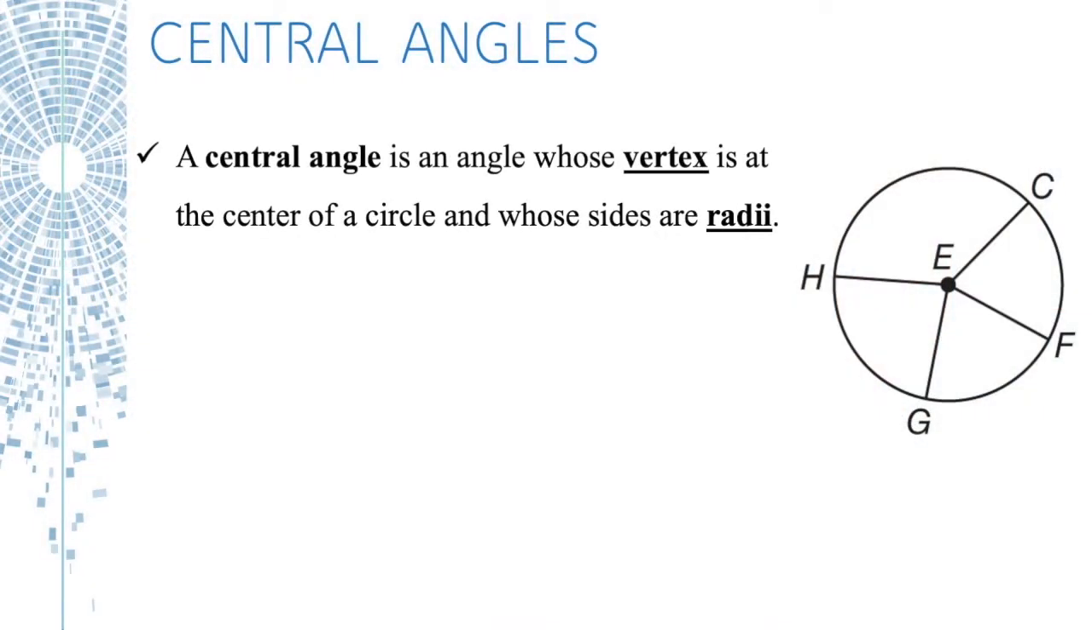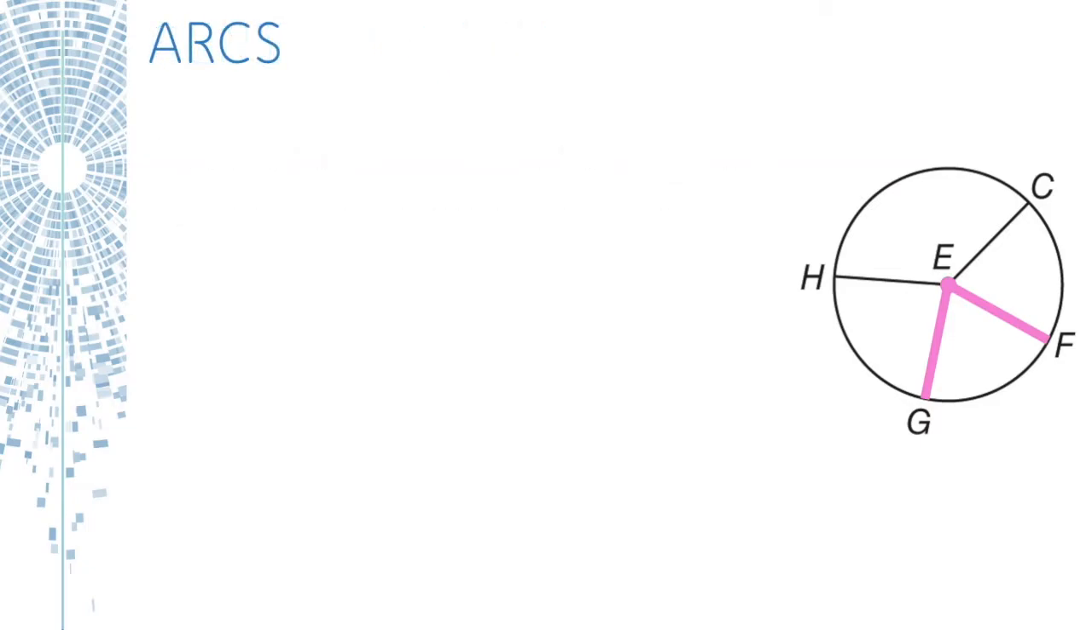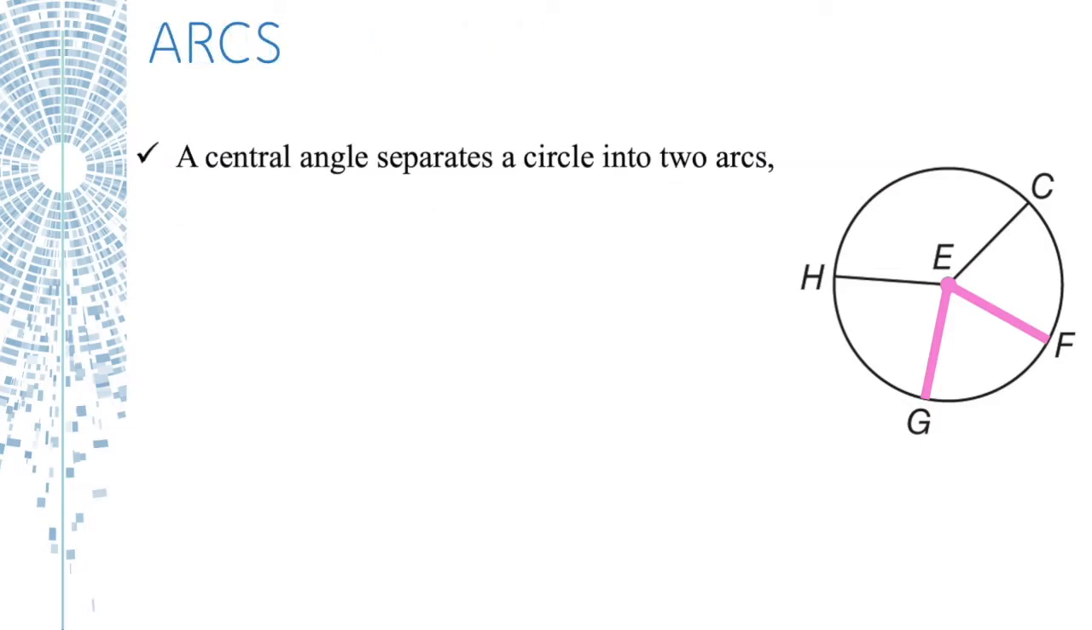A central angle is an angle whose vertex is at the center of a circle and whose sides are radii. So HEC could be a central angle. GEF could also be a central angle. A central angle separates a circle into two arcs.